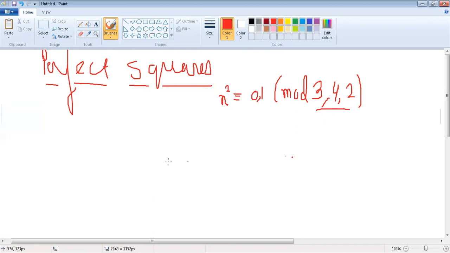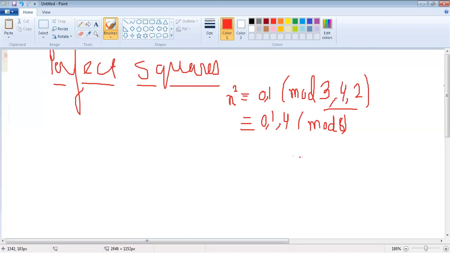Similarly, n square is congruent to this. Congruency just means that, for example, if there were only 3, any square leaves a remainder of 0 or 1 when divided by 3. Similarly, any perfect square leaves a remainder of 0, 1, or 4 when divided by 8. And similarly, you can test all numbers. This modular arithmetic itself has very elegant applications in Olympiad style problems.